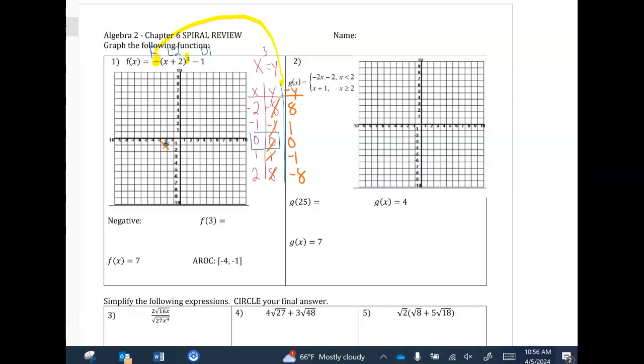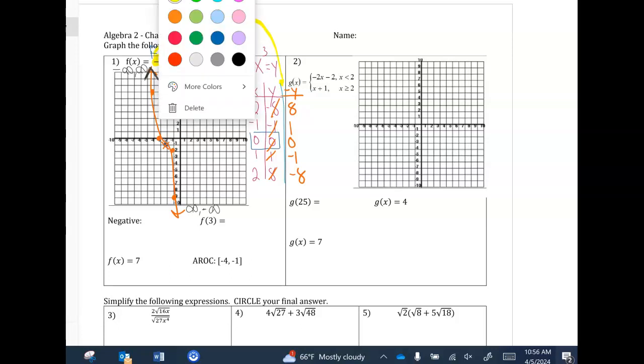And if I consider this my starting point, I can now go left 2, up 8. I can go left 1, up 1, right 1, down 1, and then right 2, down 8. Whoops, not there. There. All right, and then I got this shape. All right, real quick for the arrows, there is nothing stopping these. So this arrow is going to be negative infinity, infinity. This arrow is infinity, negative infinity.